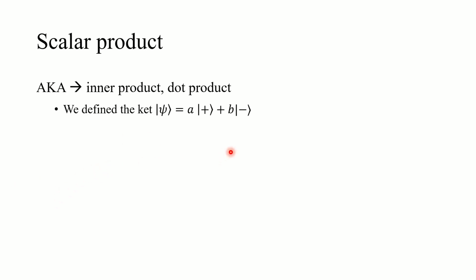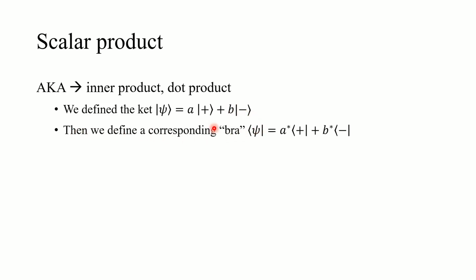So if you remember, we previously defined a general ket, and we're going to stick to that spin 1/2 two-dimensional Hilbert space. We defined a general ket as just A spin up plus B spin down. Once we have that ket, we can also define a corresponding thing called a bra, which is essentially the mirror image of the ket. It looks like this, and it would be the complex conjugate of A times the bra corresponding to the spin up state, plus the complex conjugate of B times the bra corresponding to the spin down state.